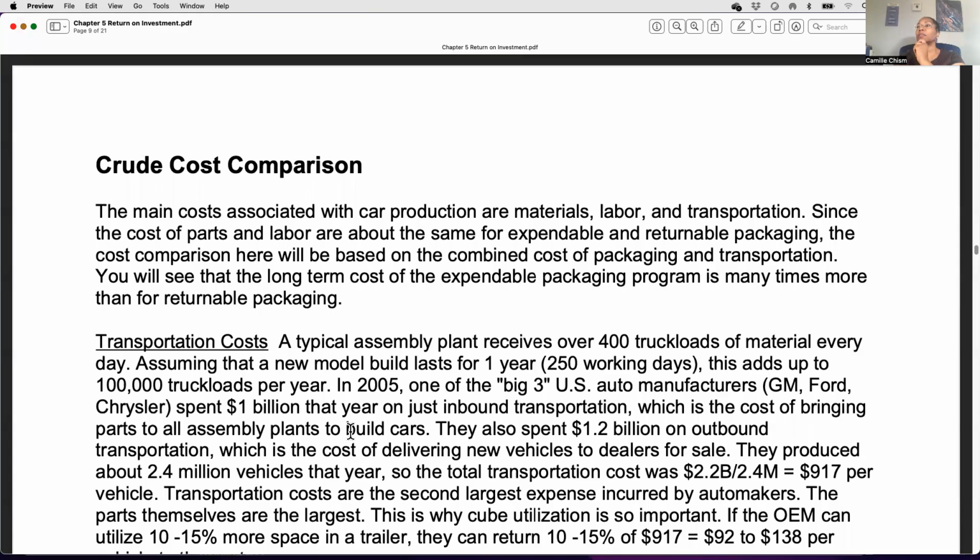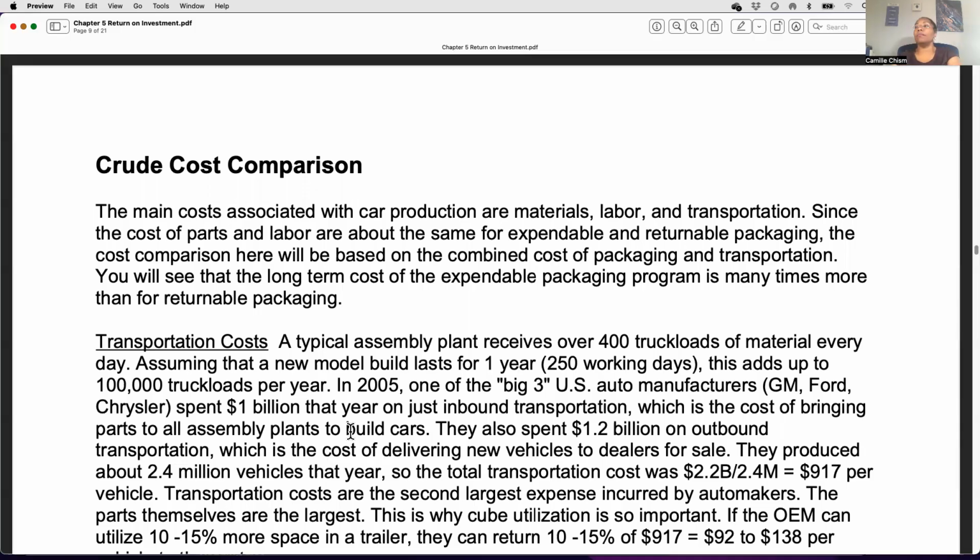Okay, so this is where we talk about the long-term cost. That's really what this cost justification is for, when you're doing your business case and your ROI. This is where it really comes in handy, and you can see the difference of what you're spending over a period of time. So, okay, a typical assembly plant receives 400 truckloads of material every day. So we talked about that already. We just assume they get 400 trucks.